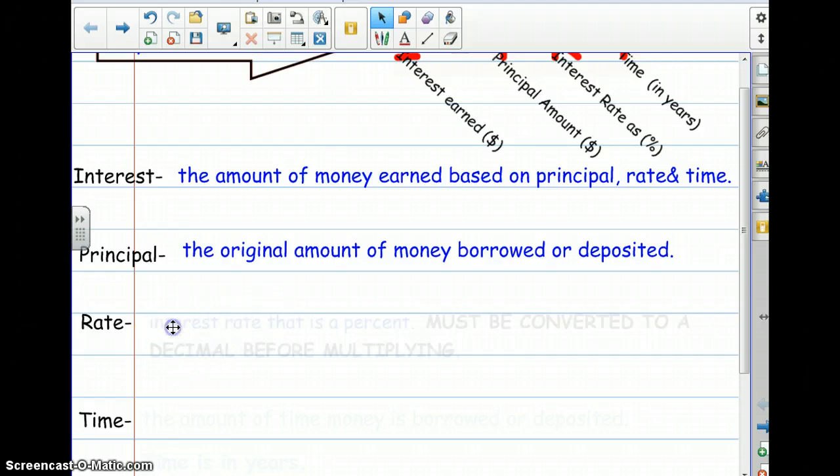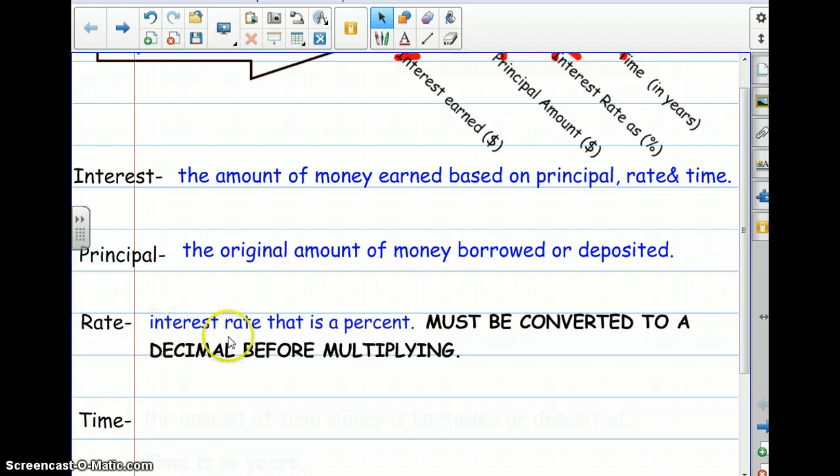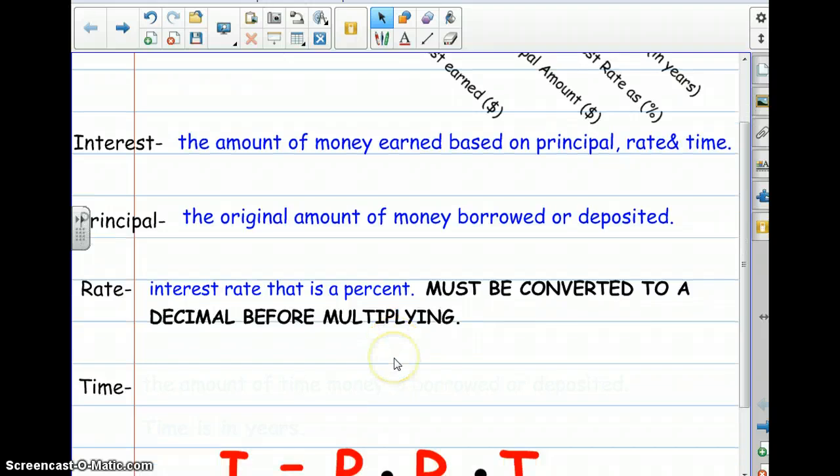Okay, and then there's rate. Our rate is our actual interest rate, and it is a percent. Notice I put it in big, bold letters, and I want you to highlight it, underline it, do whatever you got to do, put it in all caps on your paper. You want to know that this must be converted to a decimal before we start multiplying. So in a word problem, our interest rate is going to be given to us as a percent. But when we actually plug it into the formula, we need to convert our percent to a decimal. Otherwise, we'll come up with a really big number and it won't be correct.